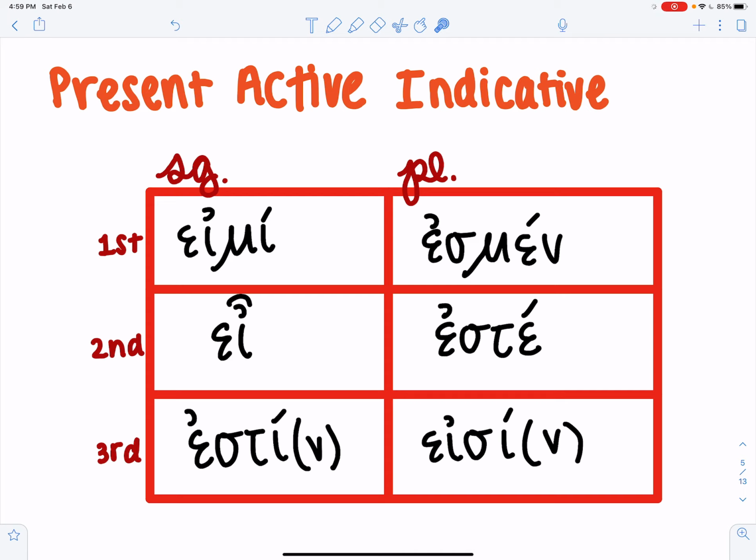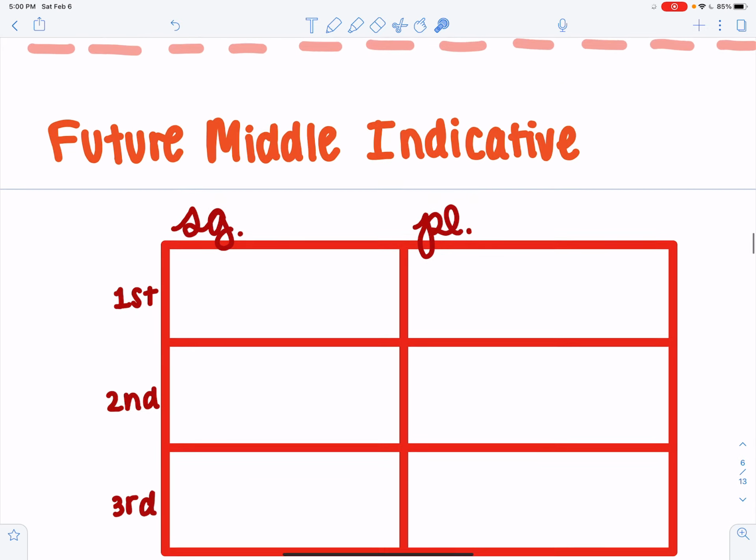Okay, and let's go through quickly and translate these. Eimí, I am. A, you are. Esti, estin. He, she, or it is. Esmen, we all are. We are. Este, you all are. And ac or acine, they are. Okay, on to future middle indicative.